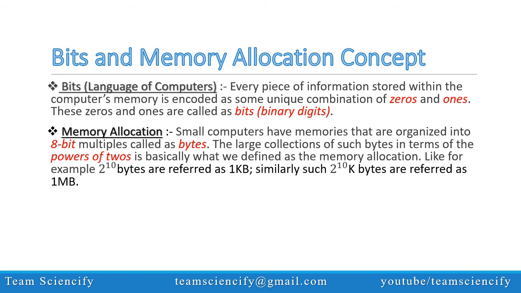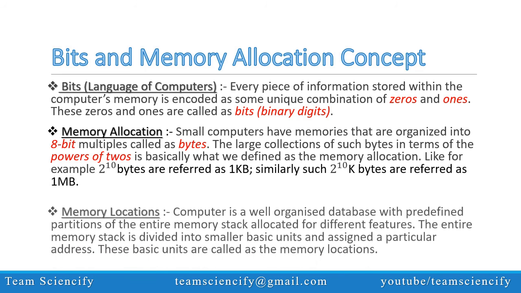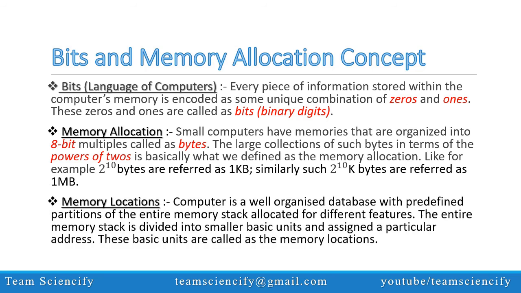Small computers have memories that are organized into 8-bit multiples called bytes. The large collection of such bytes in terms of powers of 2 is basically what we define as memory allocation. For example, 2 raised to 10 bytes are referred to as 1 KB. Similarly, 2 raised to 10 KB are referred to as 1 MB. A computer is a well-organized database with predefined partitions of the entire memory stack for different features. The entire memory stack is divided into smaller basic units and assigned a particular address. These basic units are called memory locations.